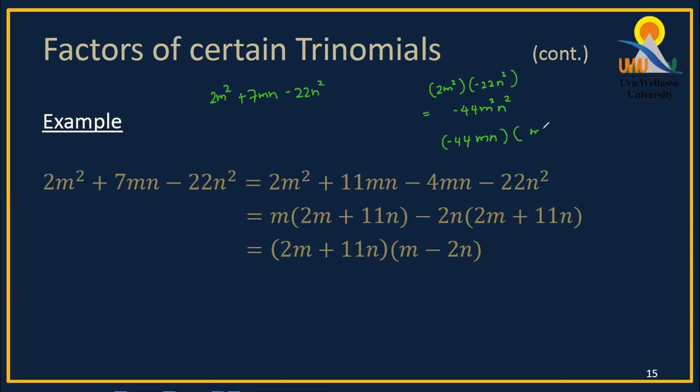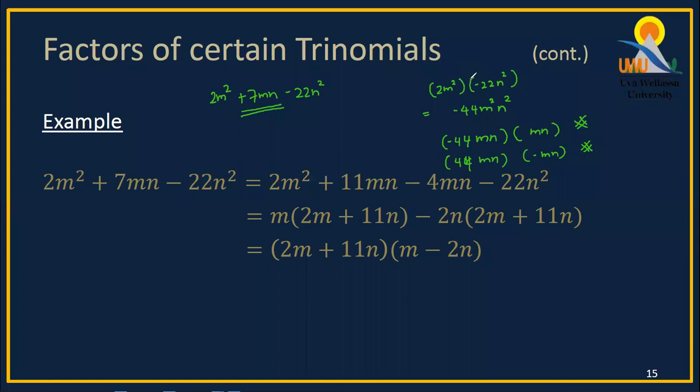Therefore, here we will get mn, or else in the other way around, plus 44 mn into minus mn. And what you have to pay attention to thereafter is that we should be able to obtain the value of these two quantities. The addition should be plus 7. And then, definitely, we know that 44 and 1 cannot be a factor, as well as this cannot be a suitable factor to obtain this plus 7.